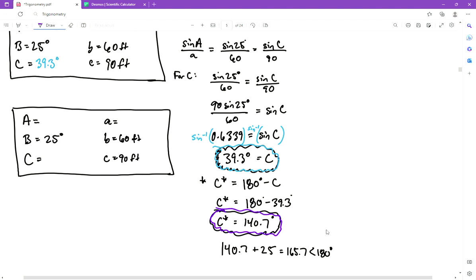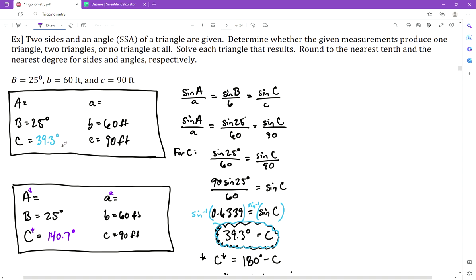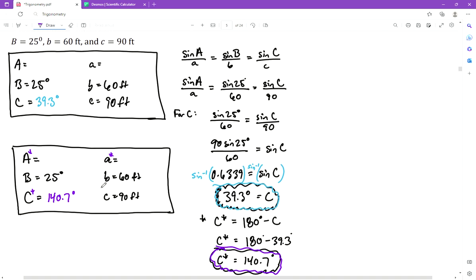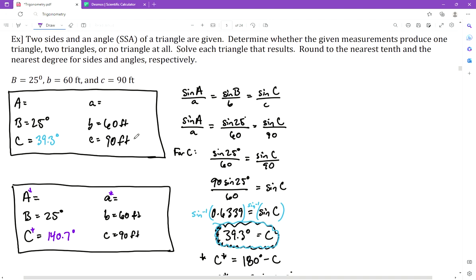140.7. Okay, and you can even put the little stars on these ones if we want, just to say those are different A's, capital A, little a, and capital C than what we're going to have from above. So there we go. Now we're rolling. Now it really is two problems in one.